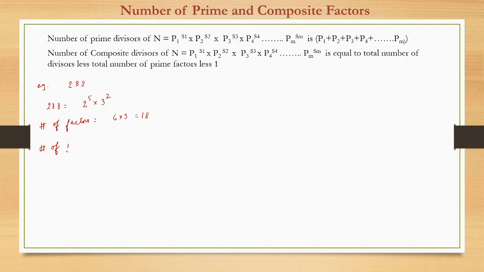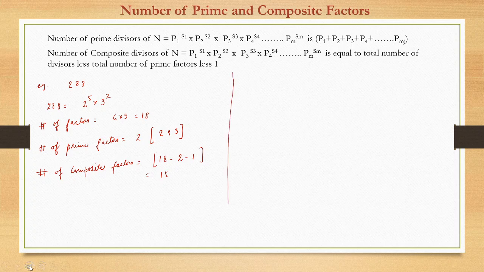The number of prime factors is what? Only two prime factors we have. What are those? 2 and 3. So what would be the number of composite factors? Those would be the total number of factors minus the number of prime factors minus 1. So it becomes 15, right?